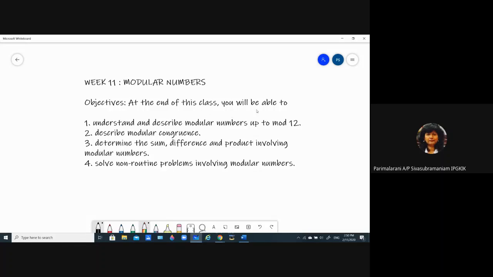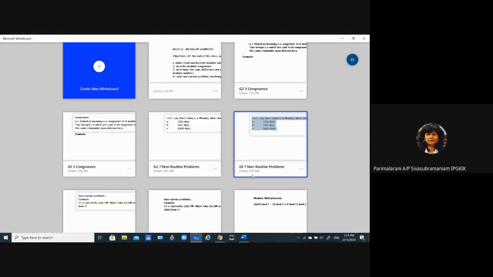At the end of this class, you will be able to: 1. Understand and describe modular numbers up to mod 12. 2. Describe what is modular congruence. 3. Determine the sum, difference, and product involving modular numbers. In other words, addition, subtraction, and multiplication of modular numbers. And 4. Solve non-routine problems involving modular numbers. We have to cover all this in this lesson today. Okay, let's start with the first slide.